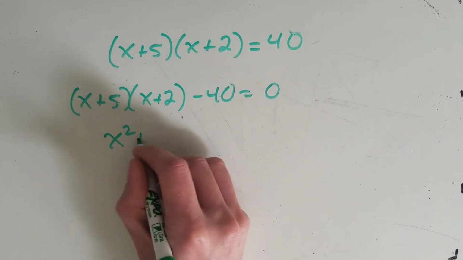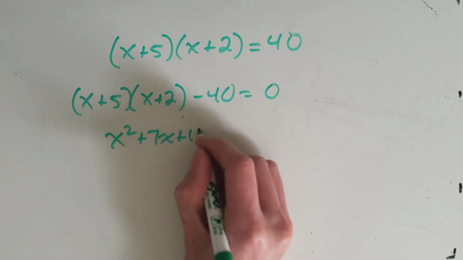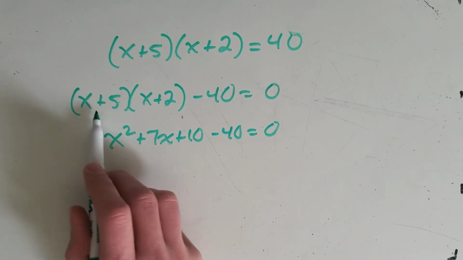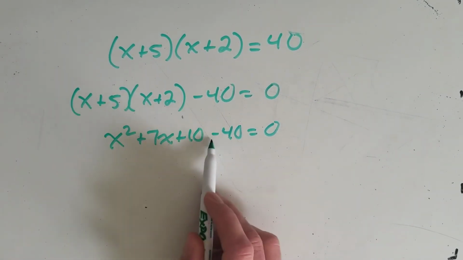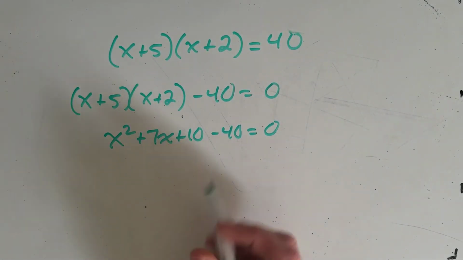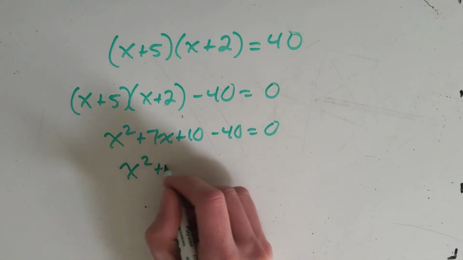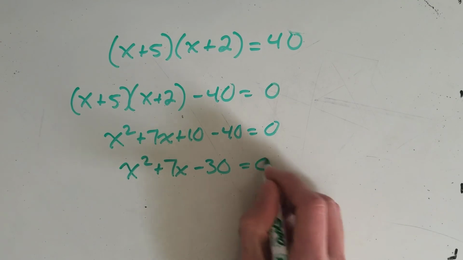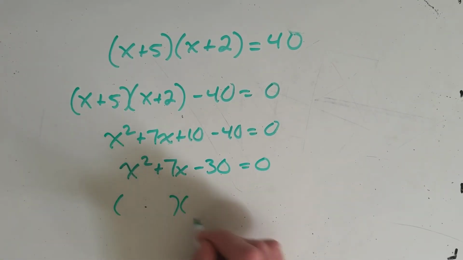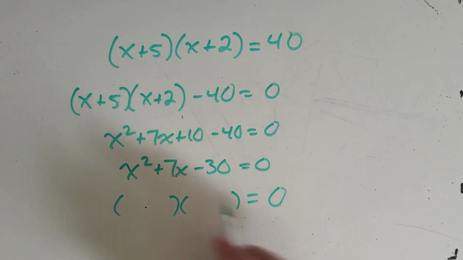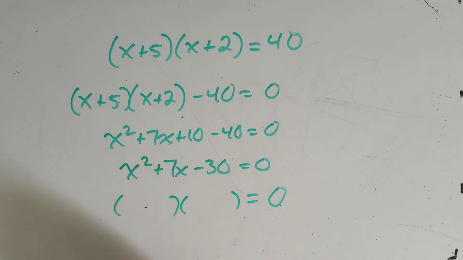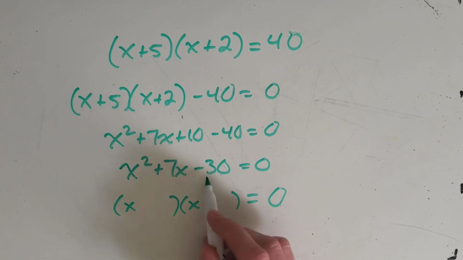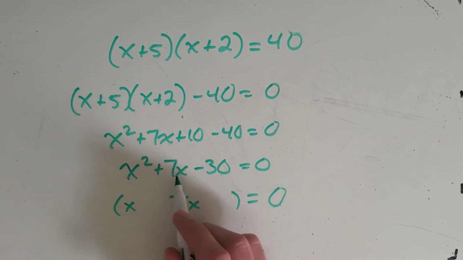You have x squared plus 7x plus 10 minus 40 equals 0. When you FOIL these two binomials out, you get down here, and then we subtract the 40. And now we can simplify a little bit. x squared plus 7x minus 30 equals 0. And now can we factor? Well, what I recognize when I look at this, it's a trinomial, there's no GCF, so we should hopefully be able to factor with two numbers that multiply to be negative 30 and add up to 7.